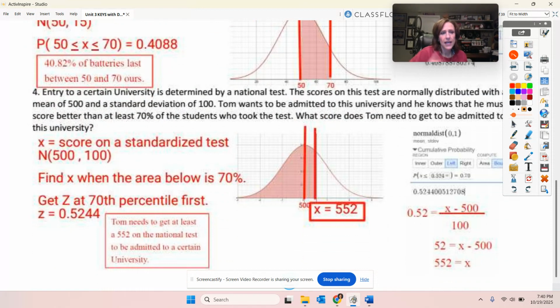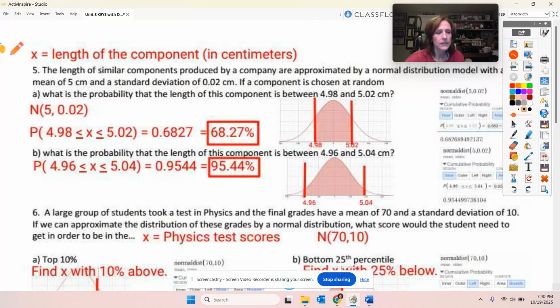Number 4, X was the score on the standardized test. Normal model with a mean of 500, standard deviation of 100. Find X when the area below is 70%, because it said he wants to do better than the bottom 70%. So that was the tricky part there. So he wants to do better than at least 70%. So he wants to do above 70%. And so there you go, did that. 552, moving on.